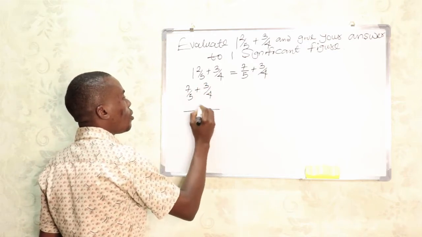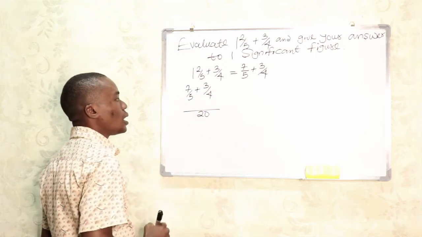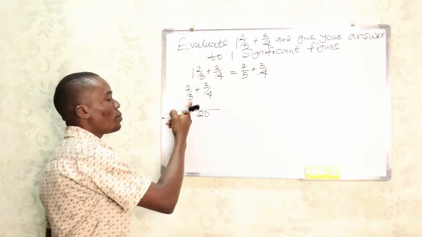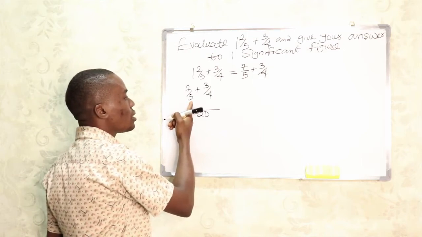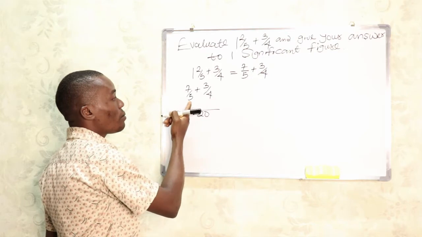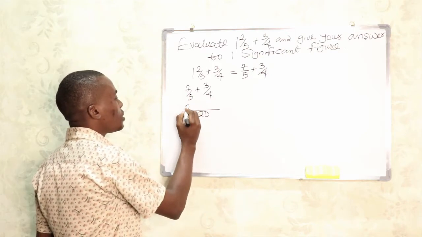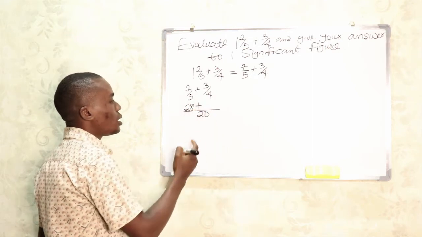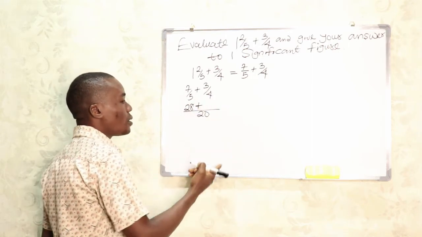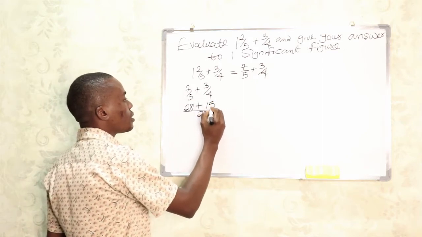The LCM of 5 and 4 will give you 20. Now 20 divided by 5 will give us 4, right? Now 4 times 7 will give us 28. Now plus 20 divided by 4 will give us 5. So 5 times 3 will give us 15.